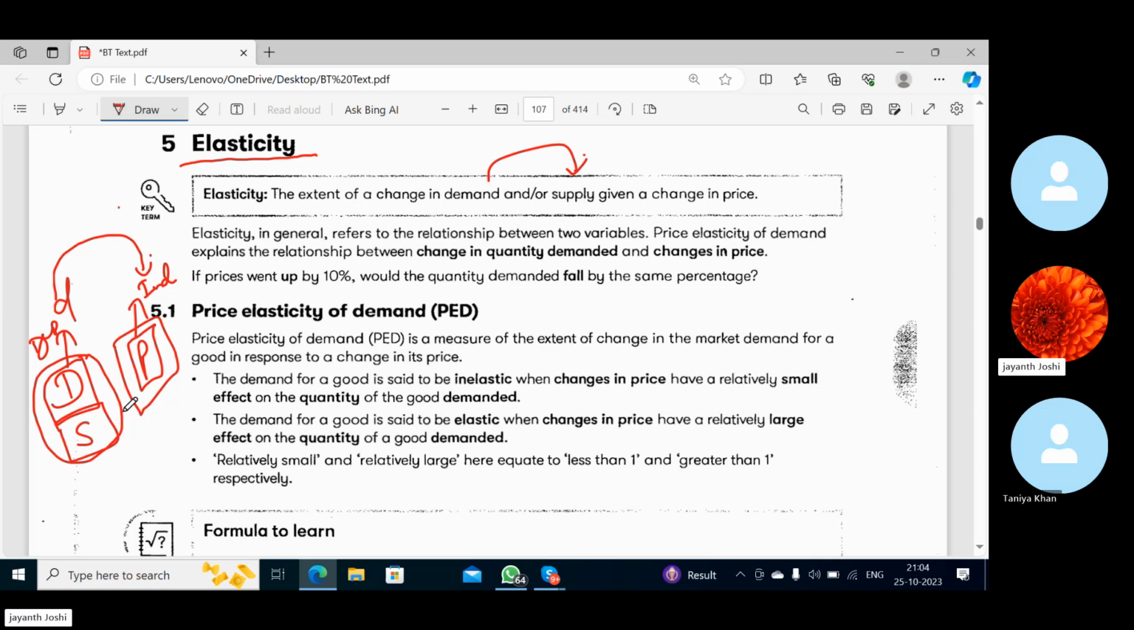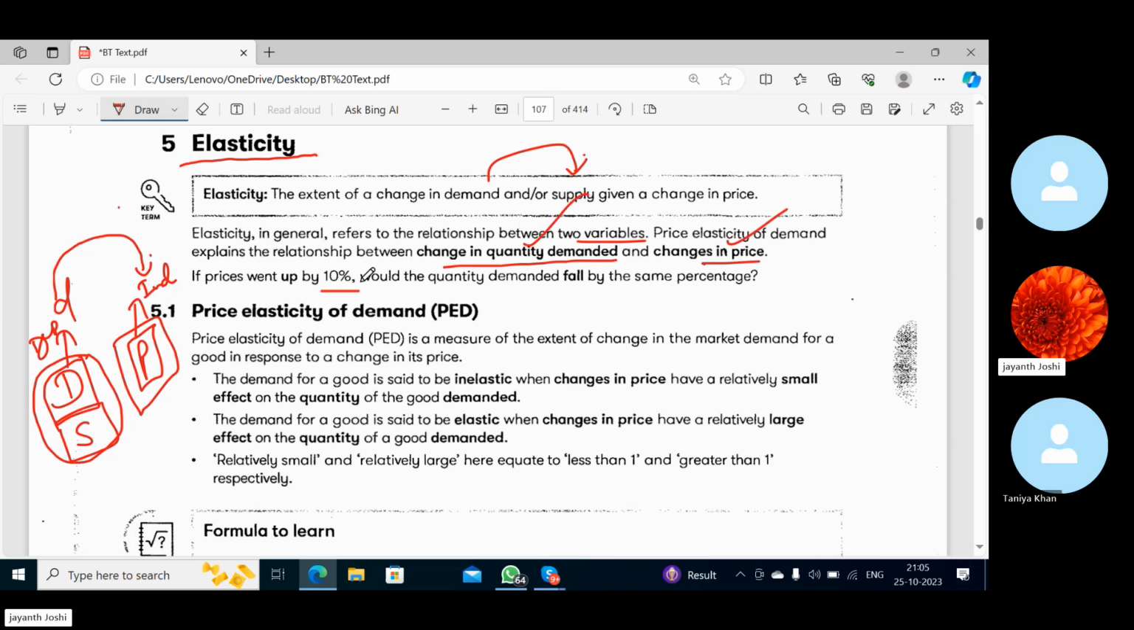So the responsiveness of demand or supply with respect to changes in price is elasticity of demand, and we're going to study that. Now, elasticity in general refers to the relationship between two variables. Price elasticity of demand explains the relationship between change in quantity demanded and change in price. So how does this change if this changes?